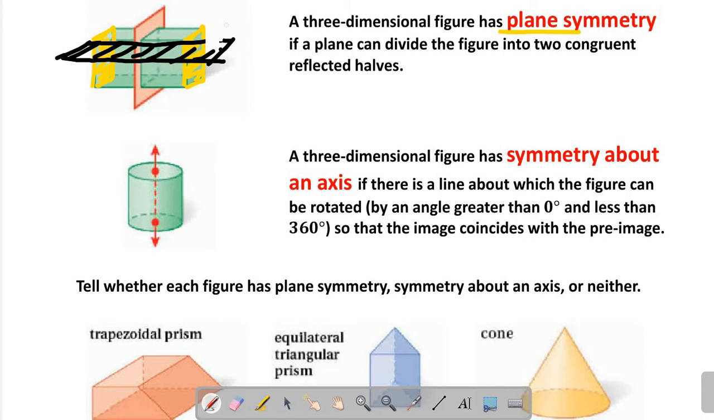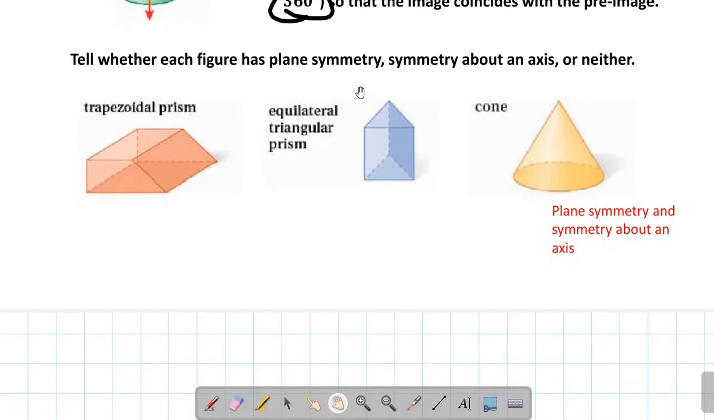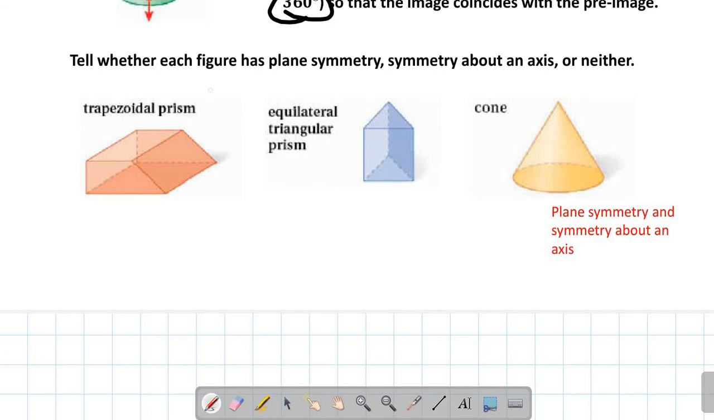The 4th one is symmetry about an axis. Again, this is only solids. That means you can drop an axis, or a straight line, down the center, and you can rotate it and get the same image. And again, you have to rotate less than 360 and get the same image. It will have what's called axis symmetry. So we're going to take a quick moment here. This first one, I'll wait about 30 seconds for you to determine whether these have plane symmetry or axis symmetry or both or neither.